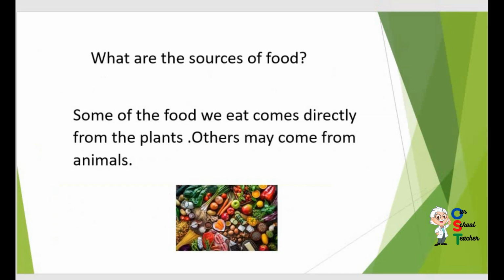Okay? And what are the sources of food? We are getting different types of food. Actually, animals depend on plants, and plants depend on animals, and we can get food from both. Some of the food we eat comes directly from plants, other food may come from animals. So this is the question. I have written this question for you: what are the sources of food? You have to write in your notebook as well.